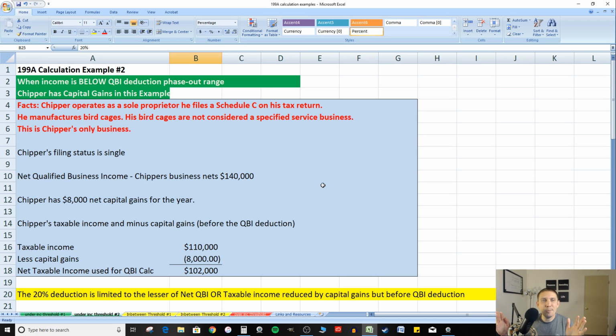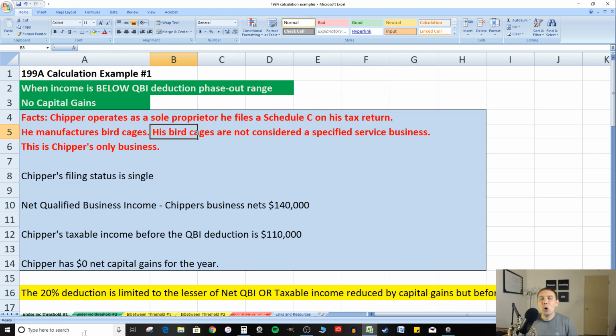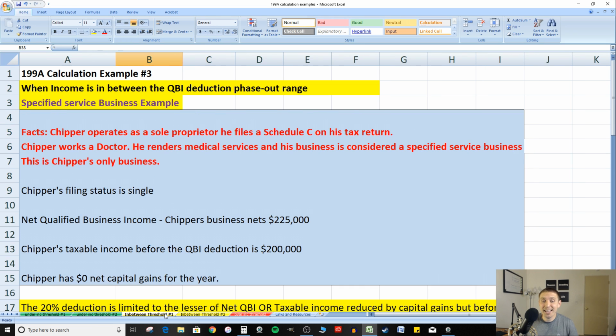This video was made to help you understand how the deduction works. I think one of the best ways to learn how it works is to actually work through the calculation examples. Then you can look at your own business and say, this is the activity I've got going on, these are the wages I pay, and this is where I expect my taxable income to be for the year. That helps you determine if your calculation is going to be as easy as in example 1 or 2, or really complex, like in examples 3 and 4, or even 5.